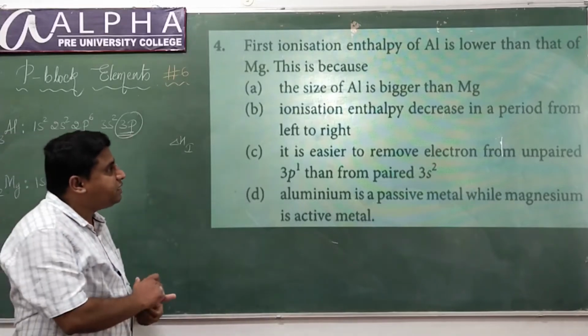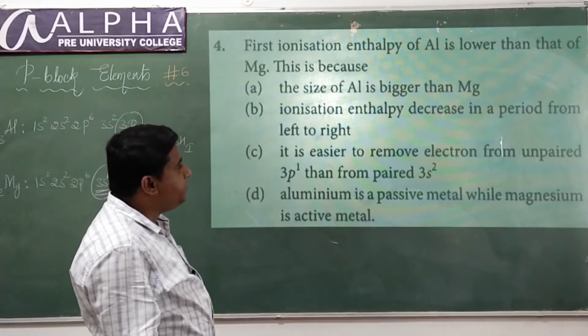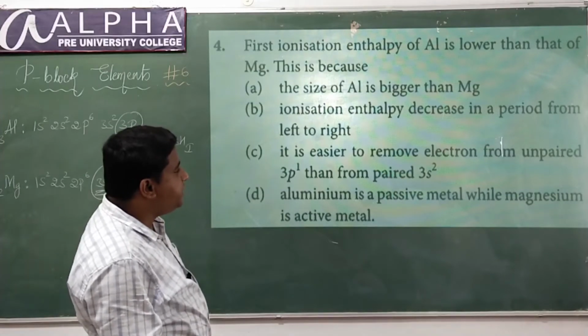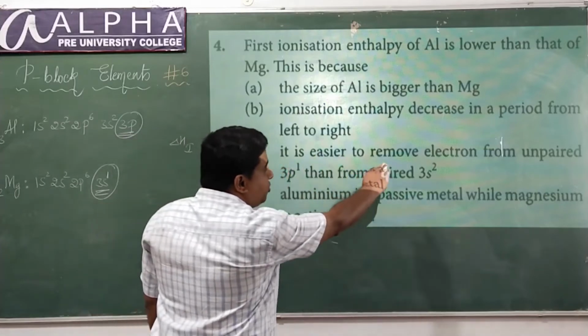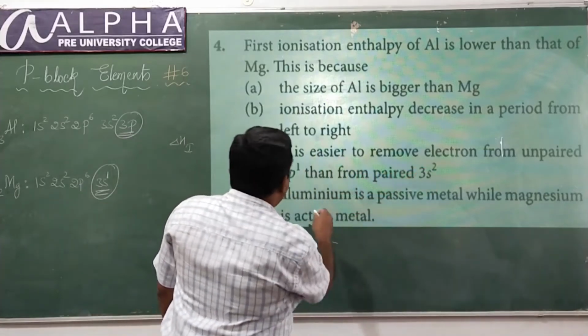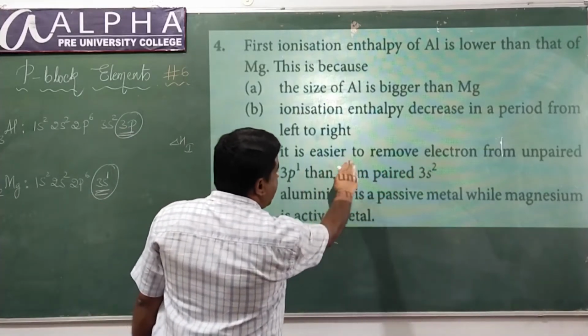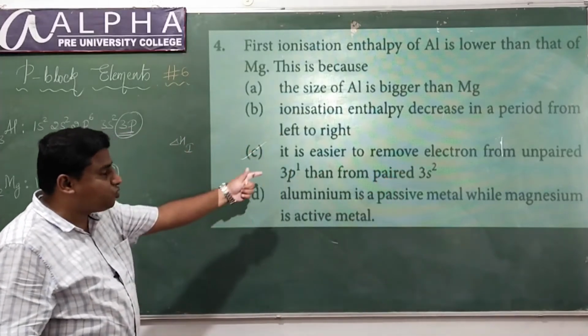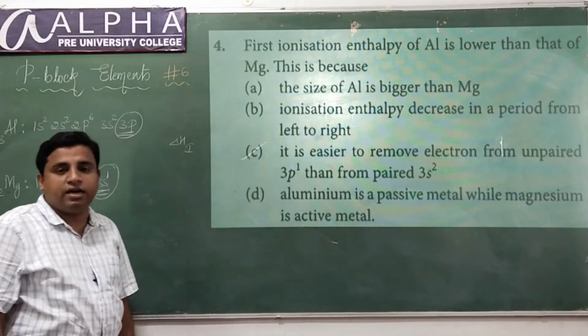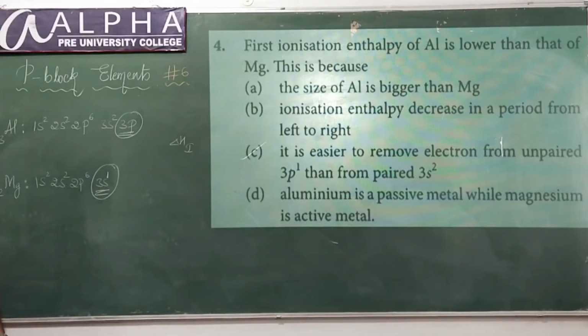So what is the correct answer? The size of aluminium is bigger than magnesium. Ionization enthalpy decreases in a period. No. What is the answer? It is easier to remove the electron from unpaired 3p than paired 3s. Yes or no? Yes. This is correct. So the answer is option C. Understood? Correct. Next one.